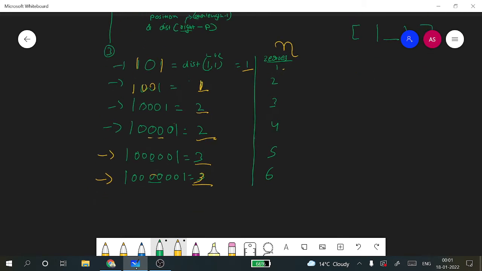and now again it is an even case. So if we sit here, we will be getting this as 3, and if we sit here, we are getting again 3.